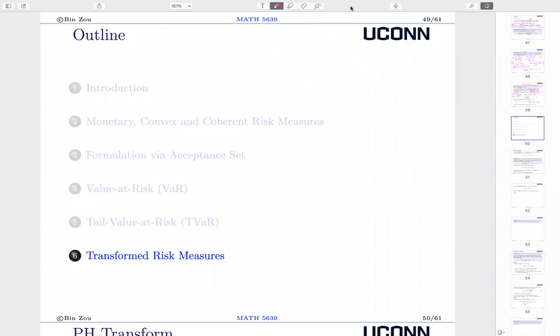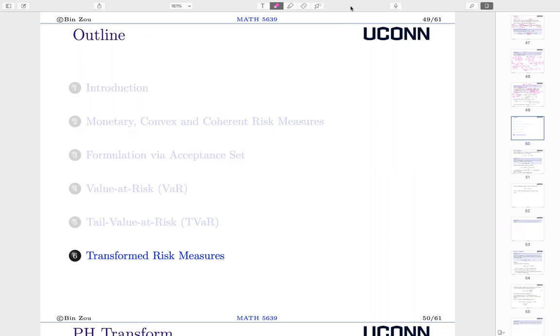Hello, we are about to finish this chapter. We only have one section left, that's transformed risk measures. We will study several important techniques that are important to actuarial science. I think likely they were developed by people in this field.